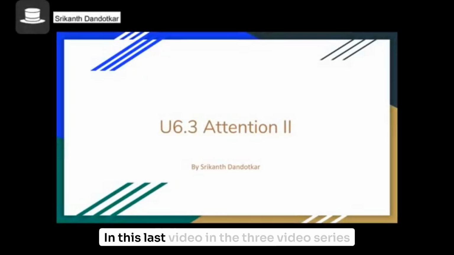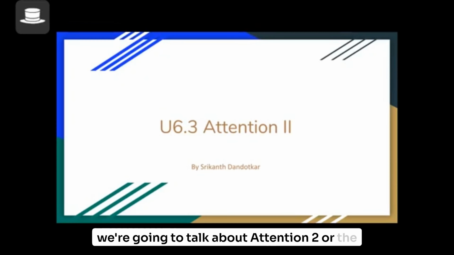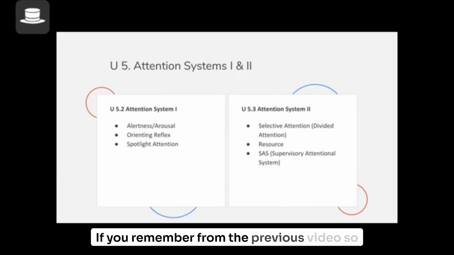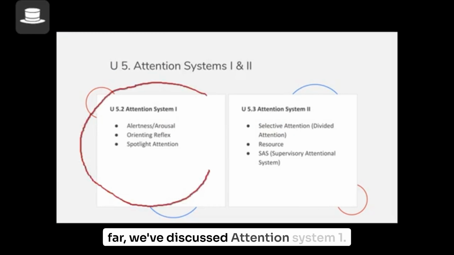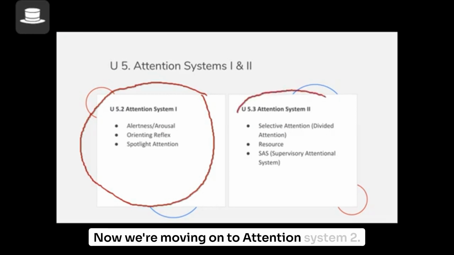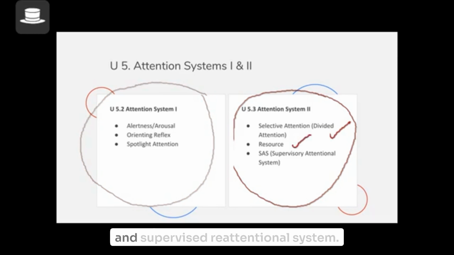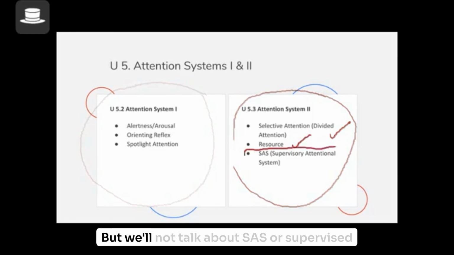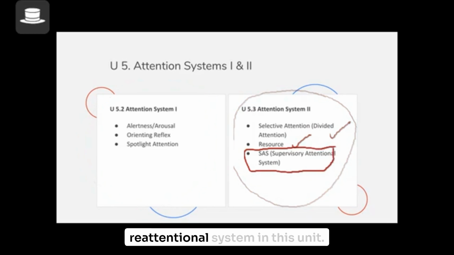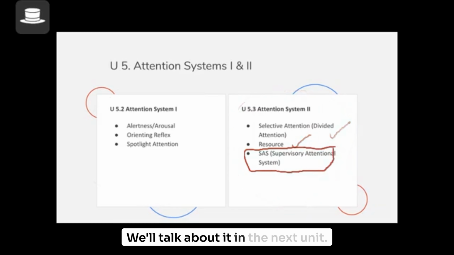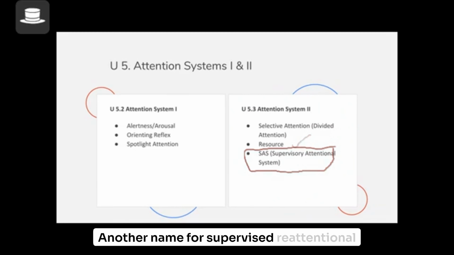Welcome back. In this last video in the three video series, we're going to talk about the conscious or controlled attention system. If you remember from the previous videos so far, we've discussed attention system 1. Now we're moving on to attention system 2. When we say attention system 2, we are referring to selective attention, attention as a resource, and the supervisory attentional system. But we'll not talk about SAS, the supervisory attentional system, in this unit. We'll talk about it in the next unit. Another name for the supervisory attentional system is short-term memory or working memory.